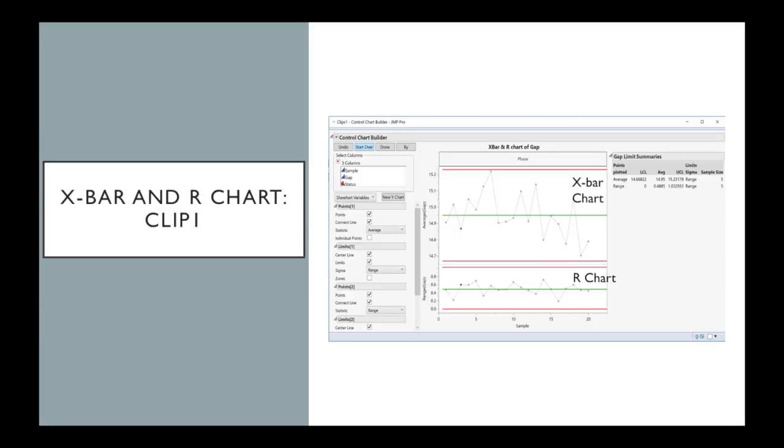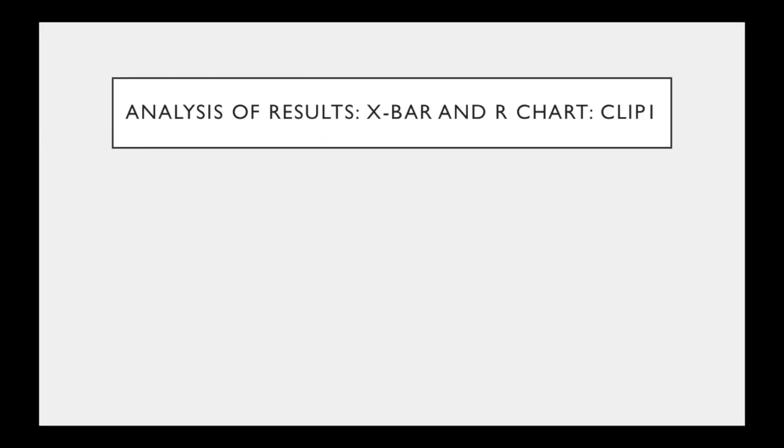This is the result of the X bar chart, the chart above, and right below it is the R chart. Based on our graph, both the R chart and the X bar chart are in control. That means no points fall outside the lower control limit and the upper control limit.